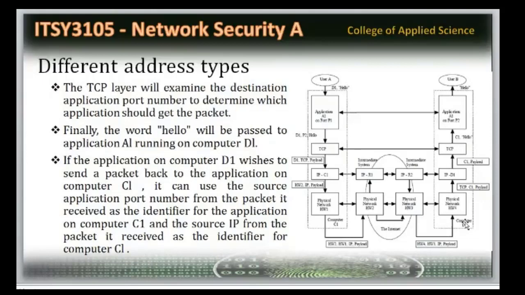In this machine, I'm going to remove the headers one by one. First, the Ethernet header will be removed, then it will be given to the next layer. In the IP layer, the IP header will be removed and given to the next layer. In the TCP layer, the TCP header will be removed and it will be given to the next layer. Only the data will be given here.